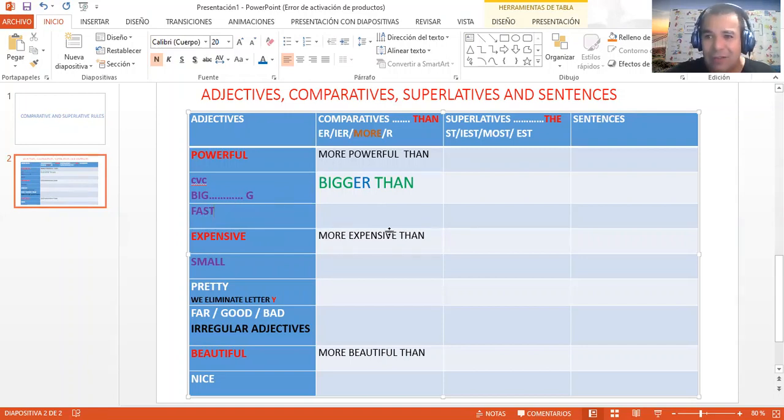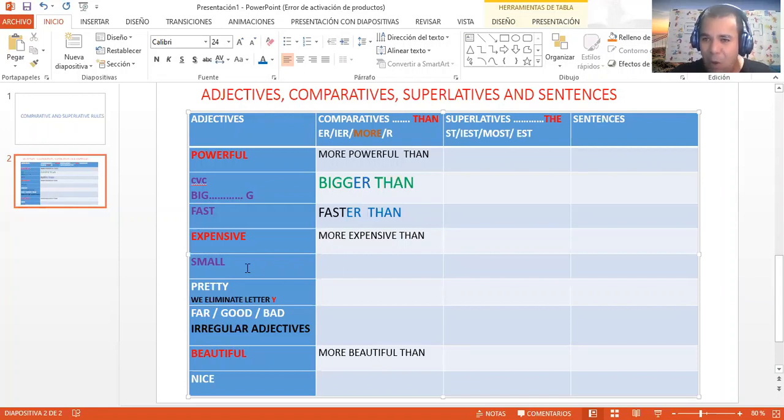So we cannot double the last letter. So we write fast. And for only one syllable adjectives, we write ER, which is faster. I'm gonna put it bigger. Faster. I'm gonna put some color to the last letters. Faster, and at the end, we're gonna put as well than. So that's the way that we change fast into the comparative form: faster than.